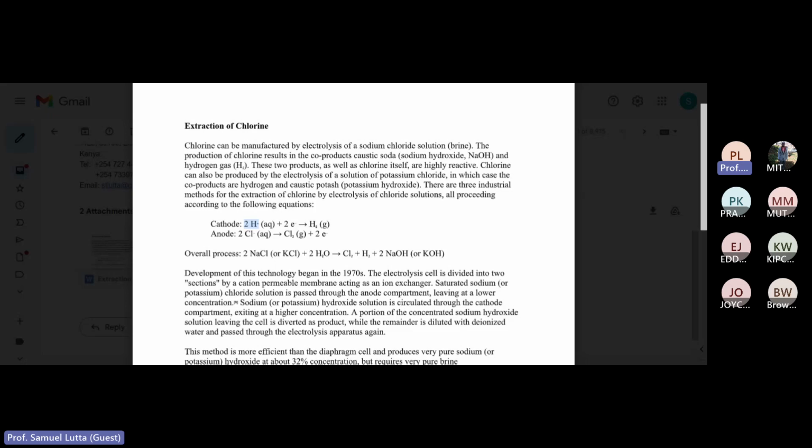So when you look at the overall reaction here, we are saying that if you have sodium chloride, during your electrolysis, what will end up forming is chlorine plus hydrogen. And then the sodium which was left behind, the sodium which didn't take part in the reaction, will combine with the OH from water to form sodium hydroxide.